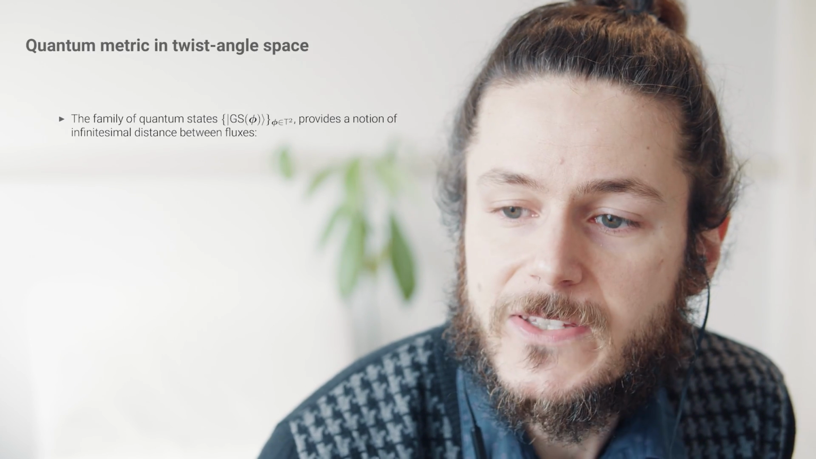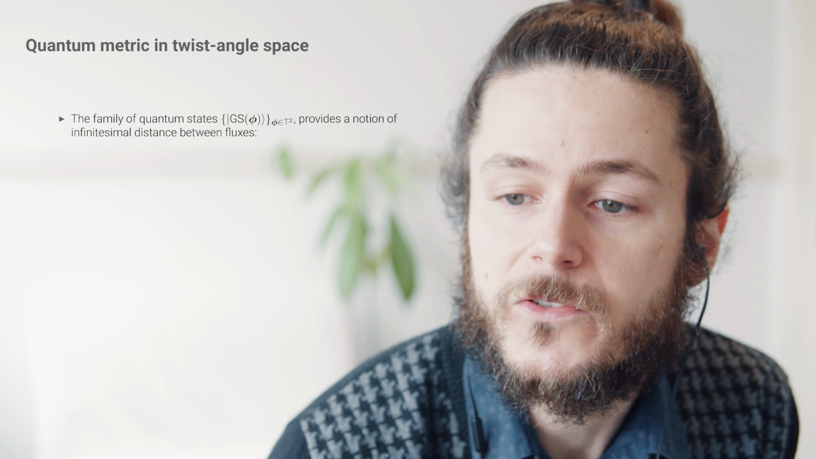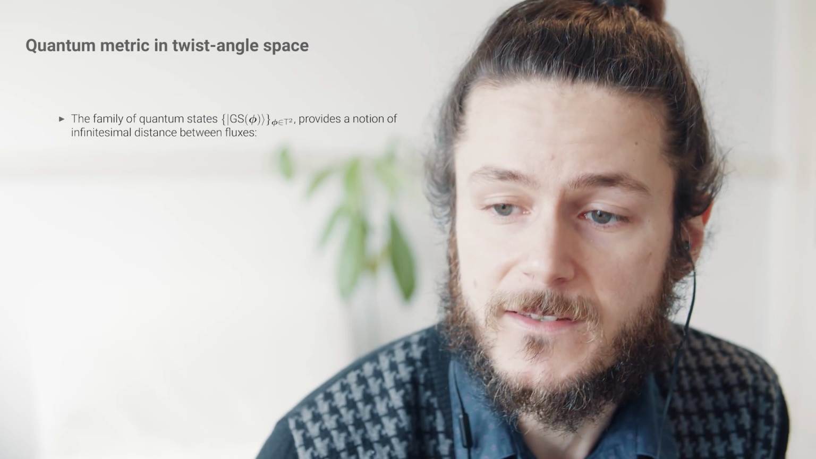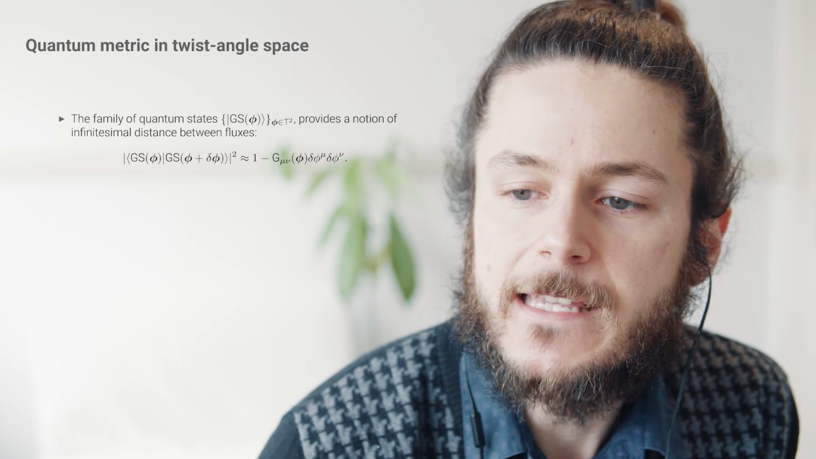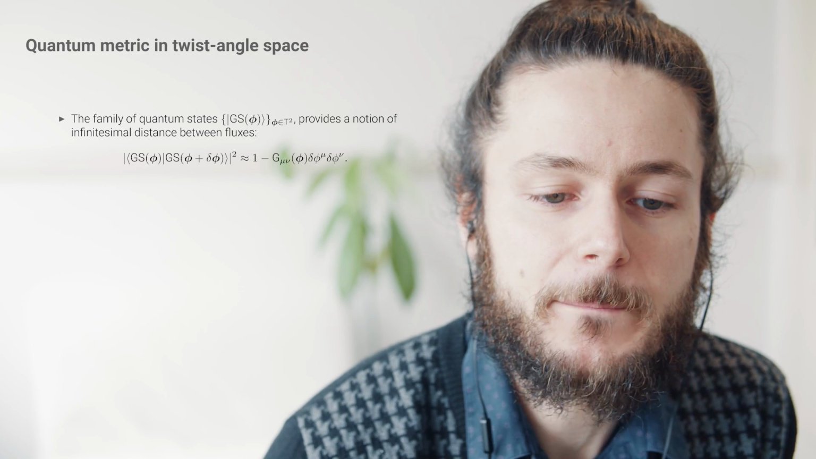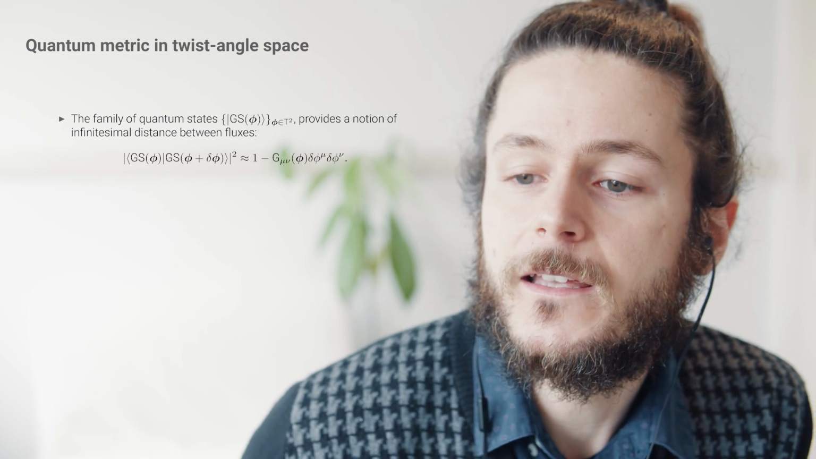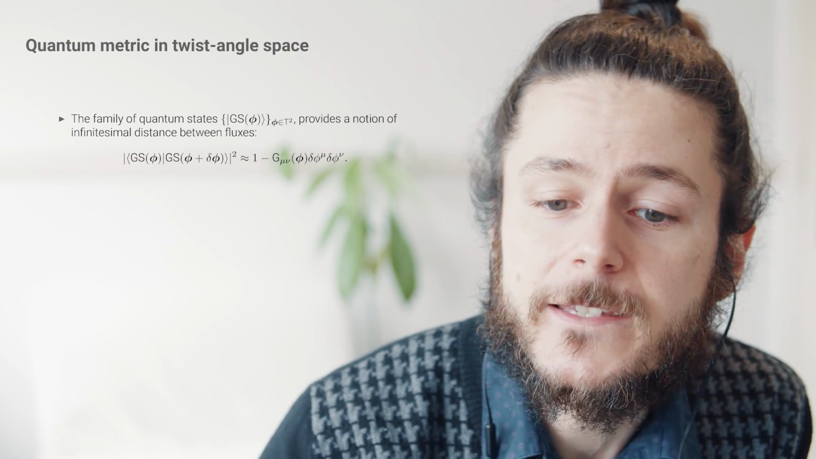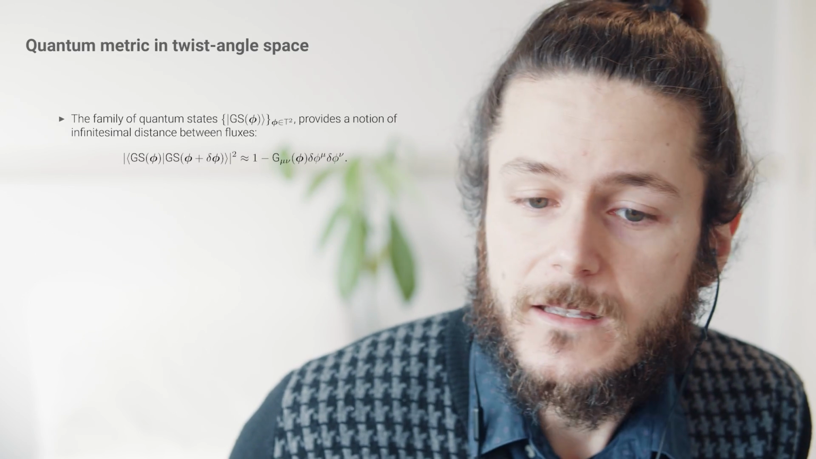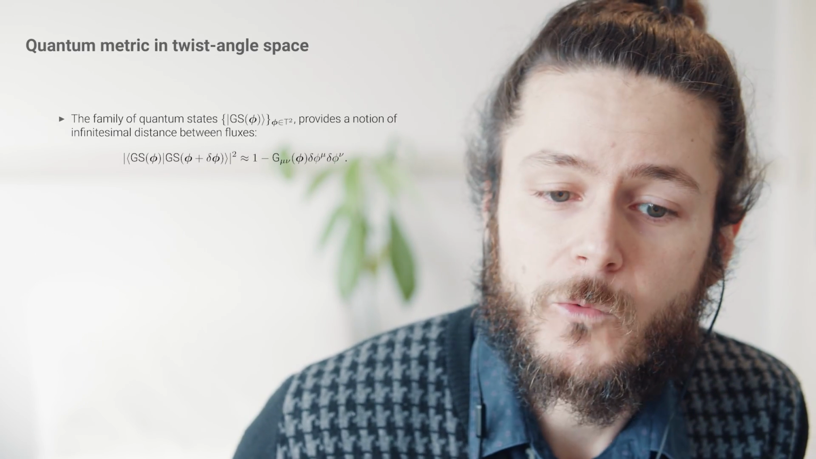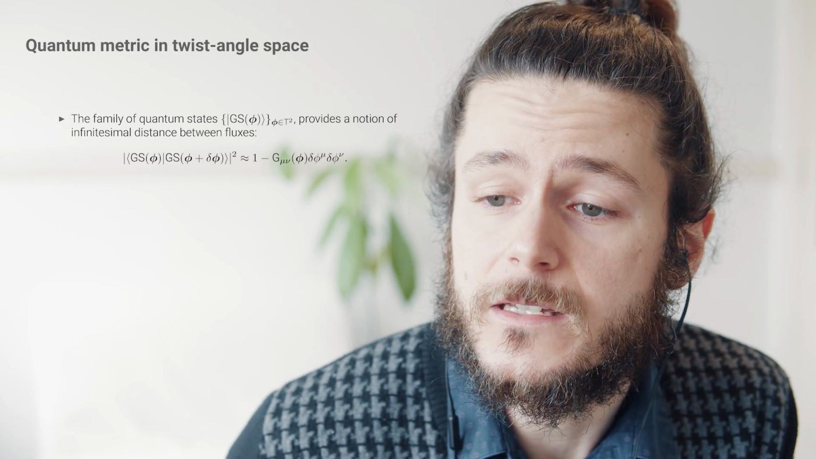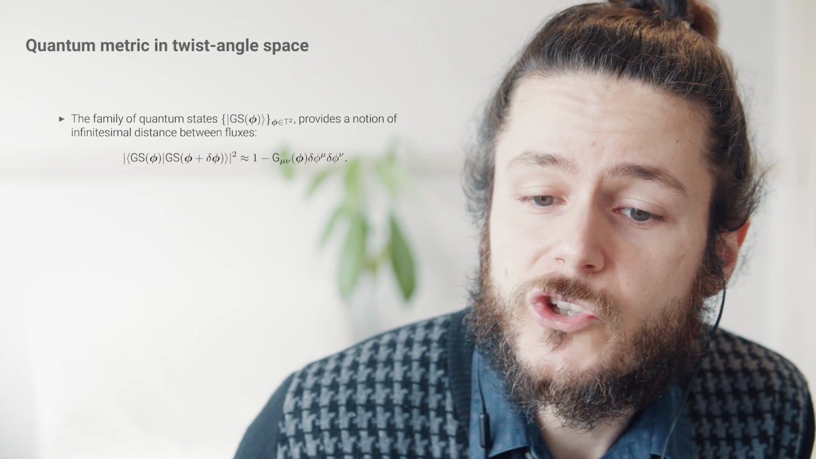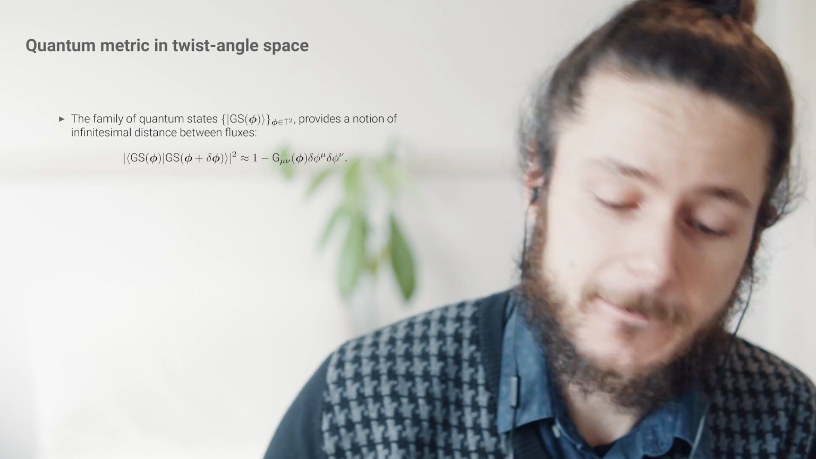So the family of ground states GS of phi, where phi belongs to the twist angle torus, provides a notion of infinitesimal distance between fluxes. It is given by considering the square of this overlap between the ground state at phi and the ground state at phi plus delta phi, where delta phi is an infinitesimal displacement. What I get is 1, because the states are considered to be normalized, and then I get this quadratic term, which corresponds to a metric in the flux space.